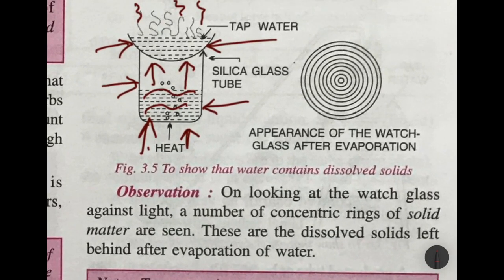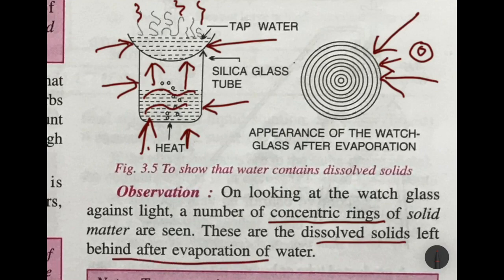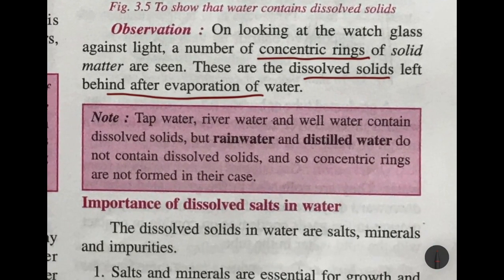Now, what will the observation be on looking at the watch glass against light? You just hold it up with your hands and look at it against the light. You will see a number of concentric rings there. Concentric rings of solid matter are seen. That means it has accumulated in concentric rings. Concentric means round, exactly like this. So these are the dissolved solids left behind after evaporation of water. Please remember, tap water, river water, and well water contain dissolved solids, but rainwater and distilled water do not contain dissolved solids. So concentric rings will not be formed if you take rainwater or distilled water and evaporate it in the same way in a watch glass.